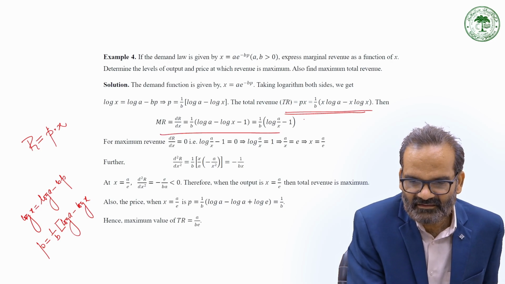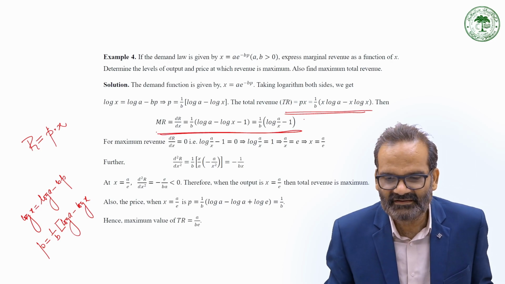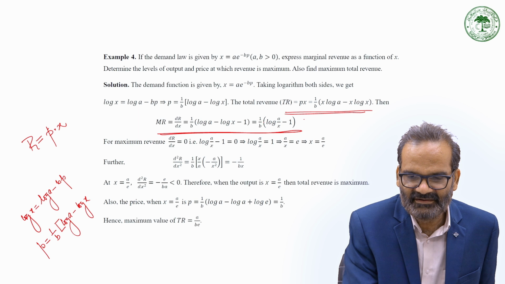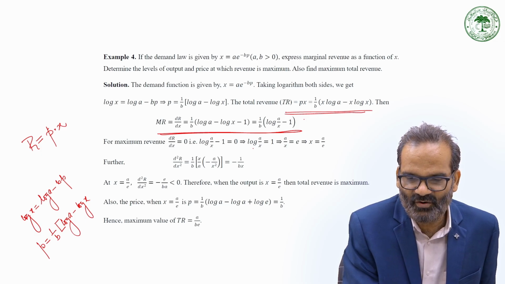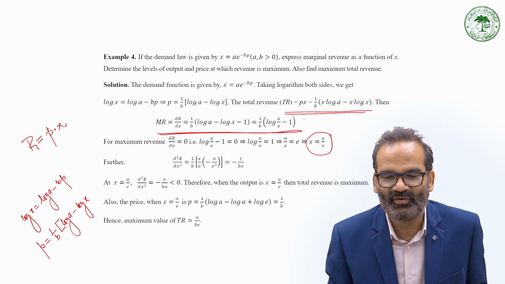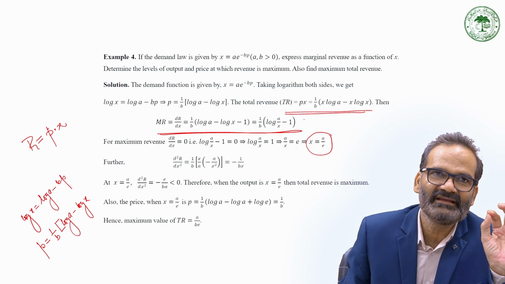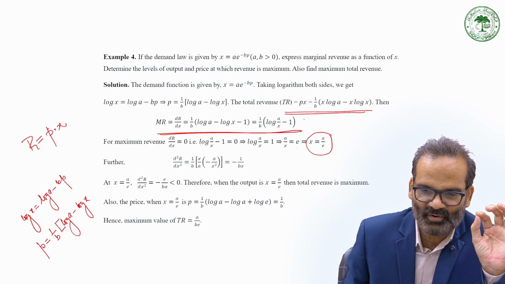So this is your total revenue. This is what we have differentiated to find the marginal revenue. It is coming out to be 1 upon B into log A minus log X minus 1, using the formula we have used here. So for maximum revenue, dR over dX must be equal to 0. So log A upon X minus 1 is equal to 0. This means log A upon X is equal to 1. So A upon X is equal to e. X is coming out to be A upon e. So this A upon e is known as the stationary point.